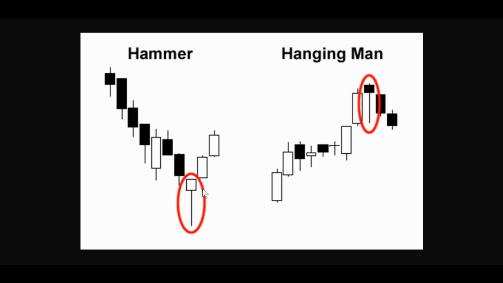Okay, that's one type of pin bar. There are 4 types of pin bars that I will talk about in this video. So that's a hammer candle. All right. It's at the bottom of a downtrend.